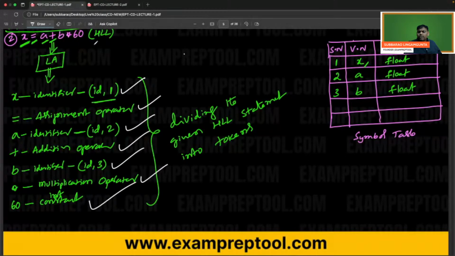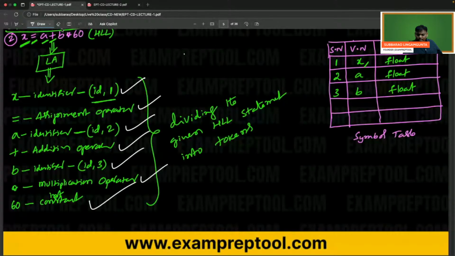Other than introduction, in the first class, what can you do? In the movie also, the first half an hour, what will be there? Introduction. In the compiler class also, the first class is introduction. The lexical analyzer, the first phase of the compiler, is also introduction. It will ask every person, can you introduce yourself? X, I am an identifier. Assignment, I am an assignment operator. A, I am an identifier. Like that, everyone will introduce.